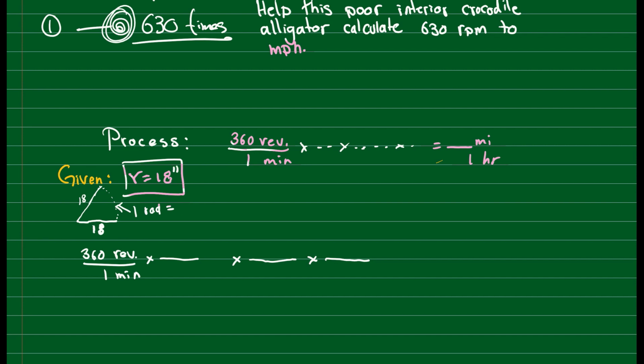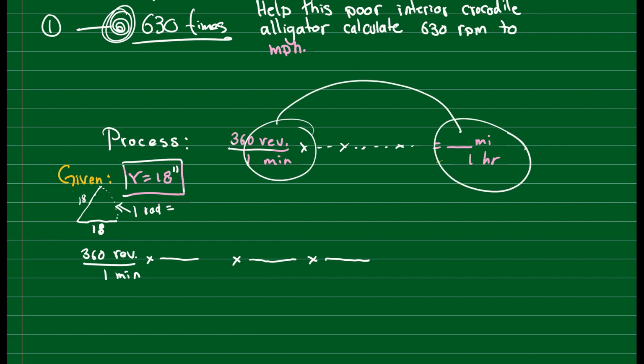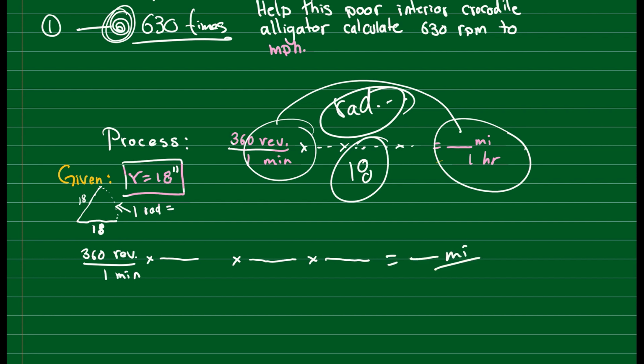And notice that we're going to need to know what the radius is because we need to understand what a radian is. We need to be able to switch from revolutions per minute all the way to miles per hour, and radians are going to be part of that somewhere in there. The 18 inches is going to be part of that too. So let's start with this. We want to end up with miles per hour. And it's really simple. Don't let it overwhelm you.